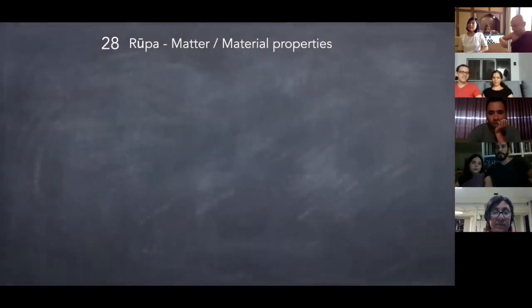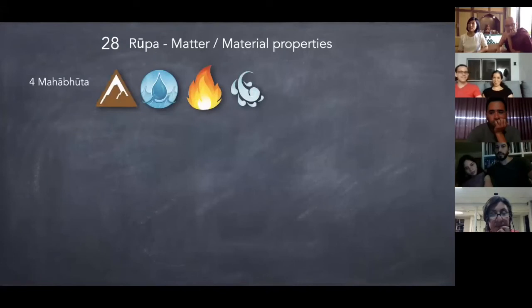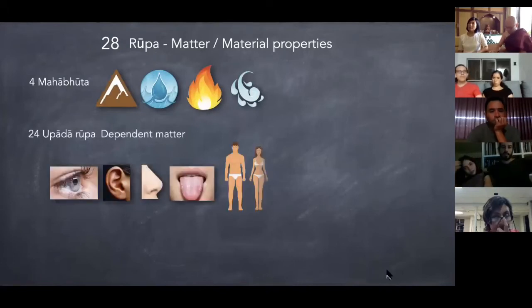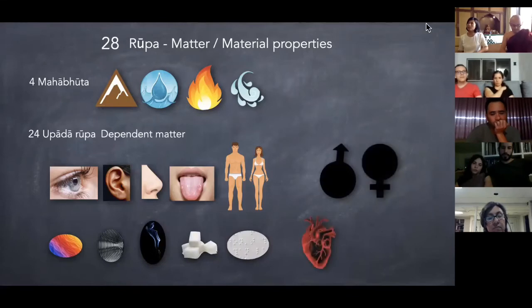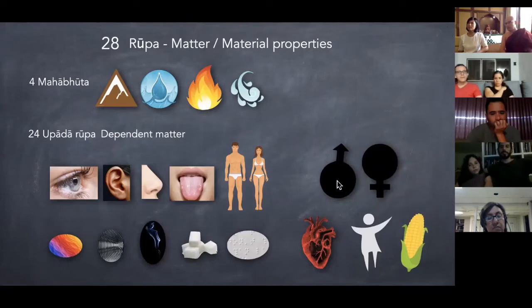So among the 28 kinds of rupas, material properties, we have already seen the 4 Mahabhuta. Then among the 24 kinds of dependent matter, Upada Rupa, we have seen the sensitivity group, 5 of them. We have seen the object group. What happened with this projection now? It became black and white. The gender rupa, and then the hadaya vatthu, heart base. Then we have jivitindriya, the life faculty, and then we have nutriment.